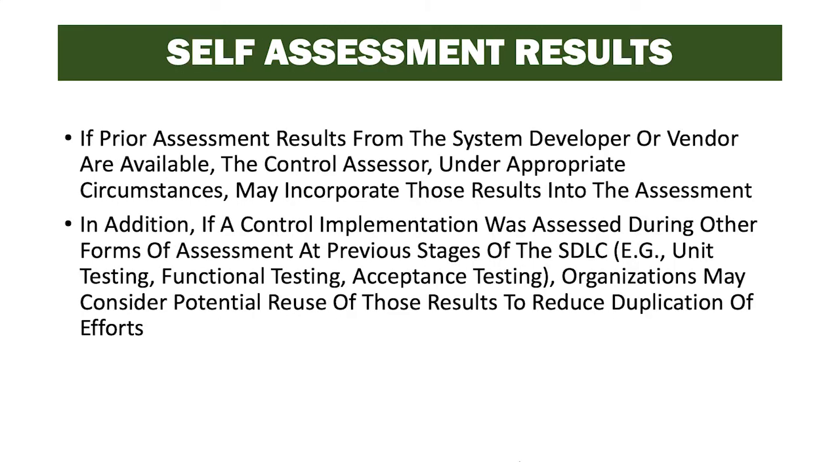If prior assessment results from the system developer or vendor are available, the control assessor, under appropriate circumstances, may incorporate those results into the assessment. In addition, if control implementation was assessed during other forms of assessment at previous stages of the SDLC, for example, unit testing, functional testing, or acceptance testing, organizations may consider potential reuse of those results to reduce duplication of efforts. So there are many cases when we can find control assessment results that can be reused in our assessment, but we need to make sure it meets the requirements of the organization.